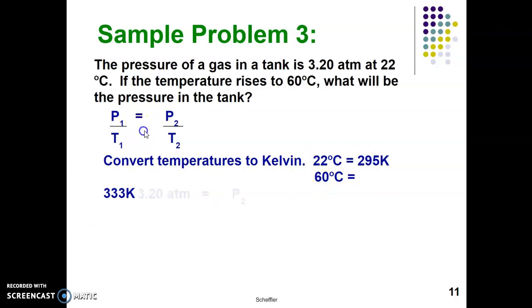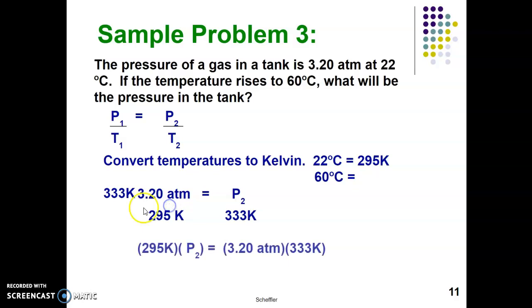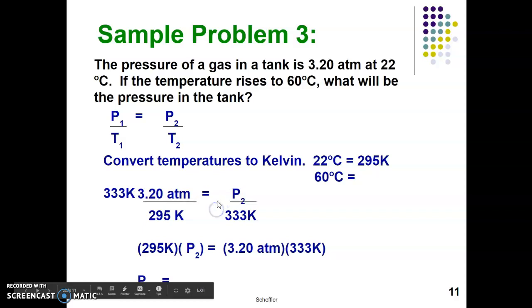So then we just have to plug everything in, plug and chug: 3.2 atmospheres over 295 Kelvin is equal to P2 over 333 Kelvin. You multiply it all out and you should get that answer of 3.6 atmospheres.